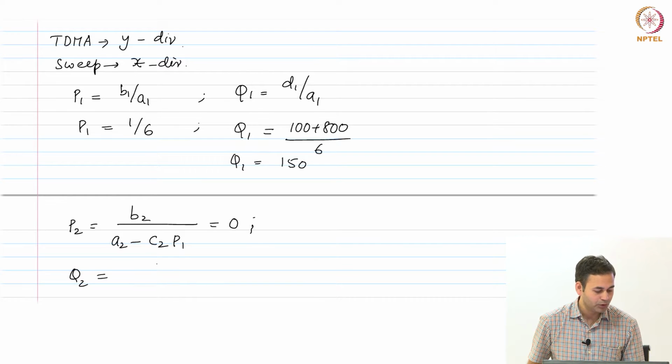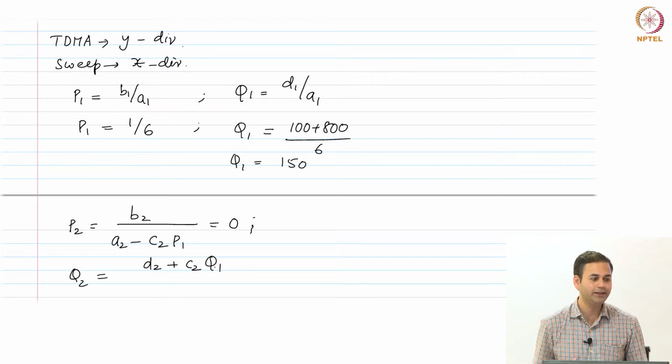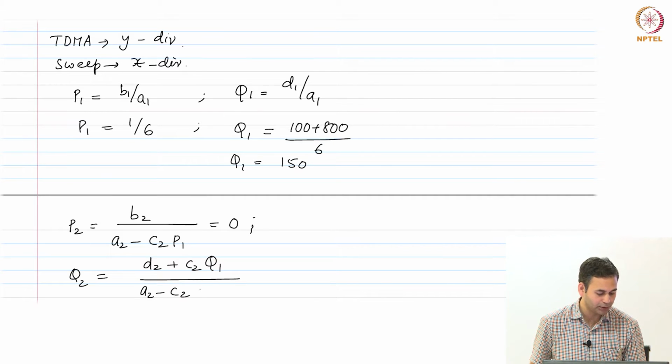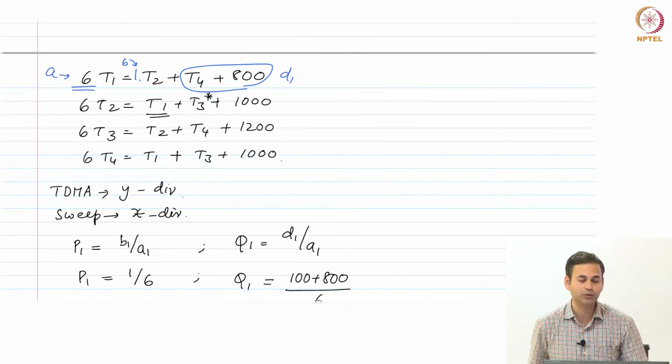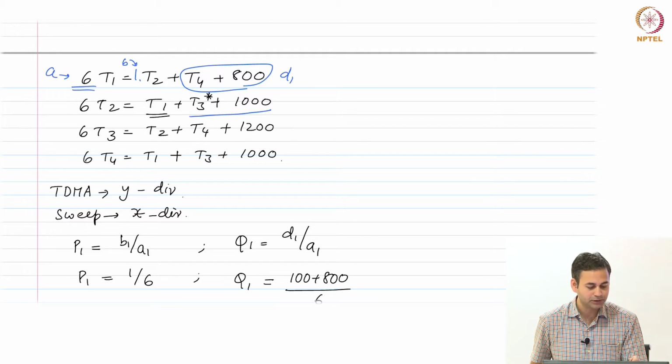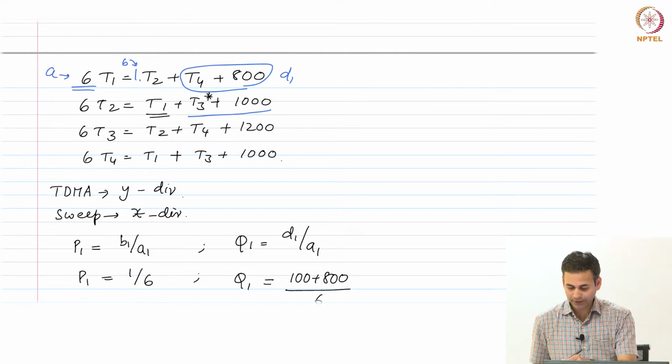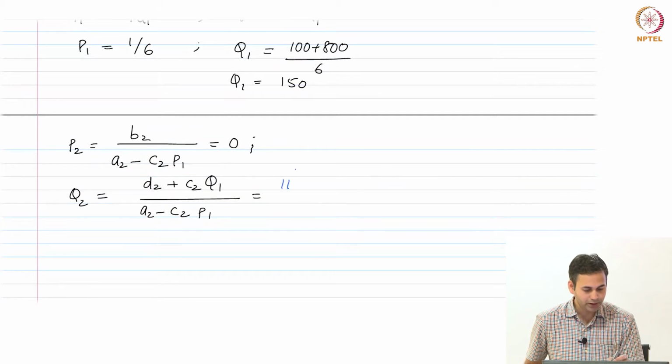Then what about Q2? Q2 expression is D2 plus C2 Q1, is that correct? We had Di plus Ci Qi minus 1 upon Ai minus Ci Pi minus 1. So, this would be A2 minus C2 P1, that is correct. Then what is D2? For the second cell, what will be D2? 1000 plus T3 star, so that is 1100.